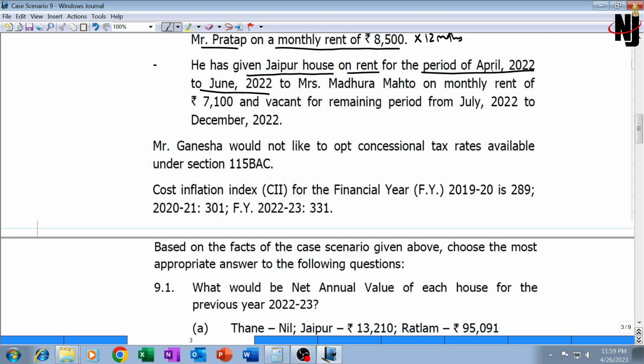Now he has let it out from April 22 to June 22. That means only for 3 months. He has let out this property for 3 months to Mrs. Madhura Mahato on monthly rent of rupees 7,100. This is actual rent, monthly rent into 3 months.